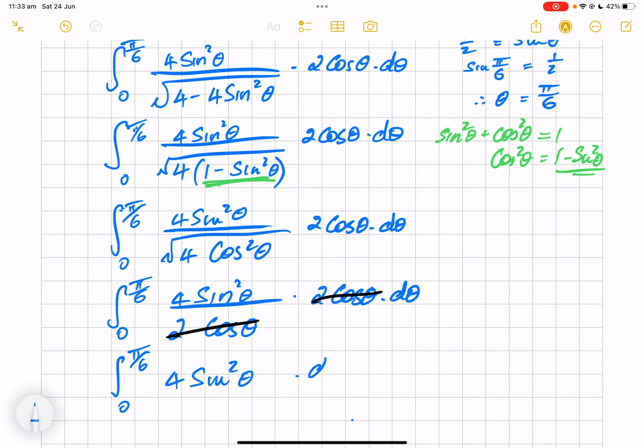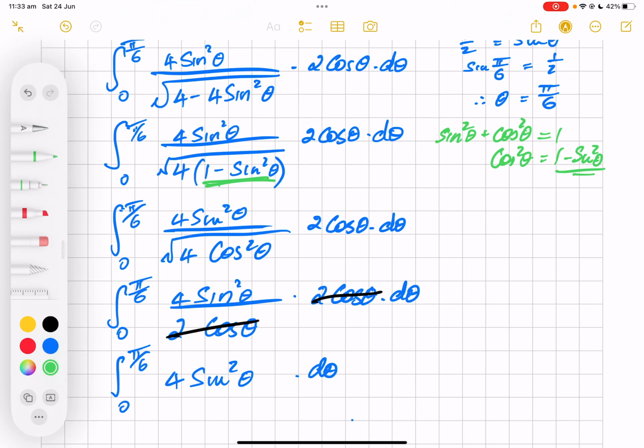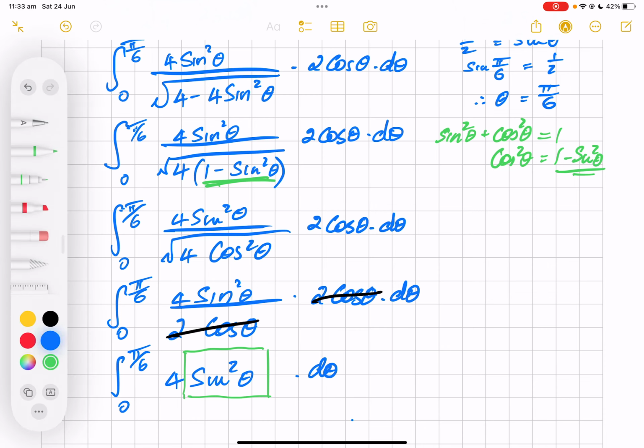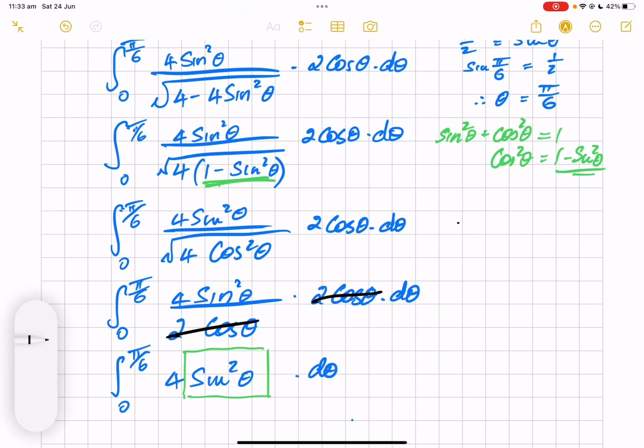Let's put d theta here. Now we're going to get the integral of sine squared theta. There is an easy way to do the integral of sine squared theta, and that's knowing that, do you remember, cos 2 theta equals 1 minus 2 sine squared theta? Are you familiar with that?